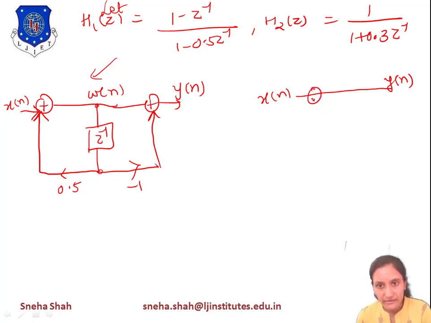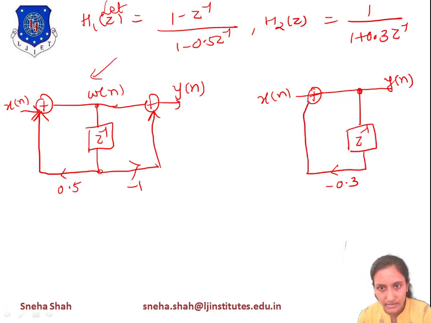First of all, we will represent it in terms of the denominator. So the denominator part is 1 plus 0.3. So over here we will represent it as a minus 0.3. And there is no numerator part, so this will be represented simply by 1. Now this one is h1 of z and this one is h2 of z.